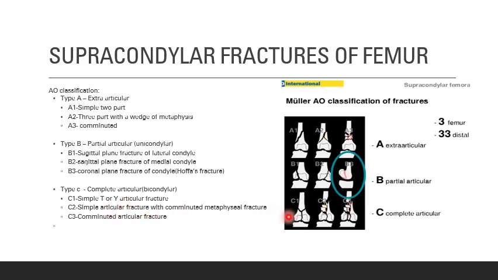Type C, complete articular. It may be the T or Y shaped articular fractures involving the articular surface of the femur. C2, simple articular fracture with comminuted metaphyseal fracture. Metaphysis will be comminuted but there will be a simple articular fracture involving the articular surface. Type 3, that is C3, comminution will be present both in metaphysis and the articular surface. This will be A, extra-articular, B, partial articular, C, complete articular.